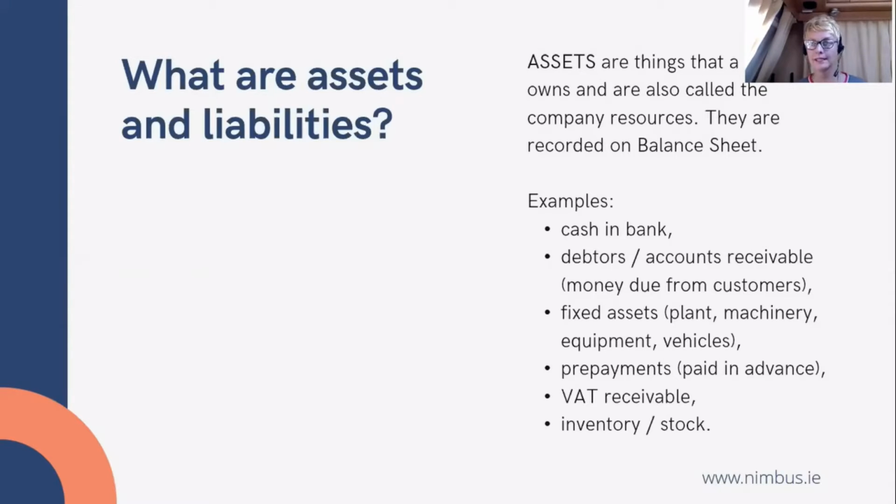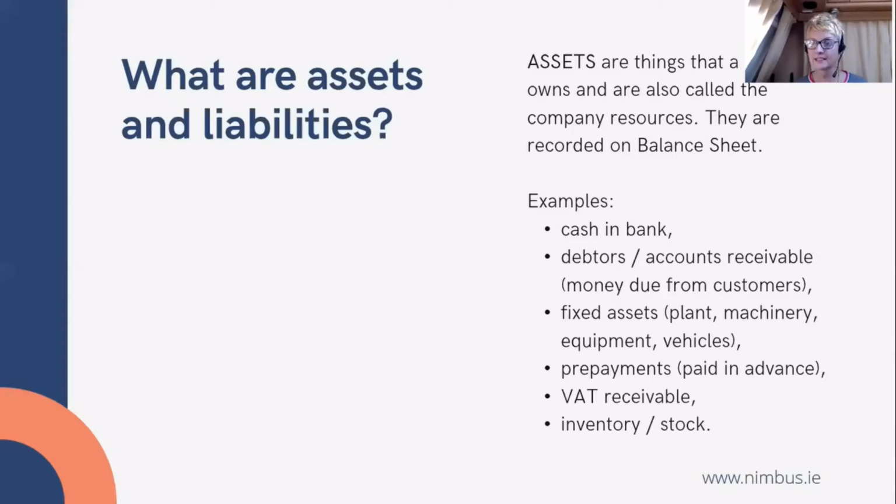Okay? What are the examples of company assets? First of all, cash in bank. It's an asset, the company resources. Secondly, debtors, in other words, accounts receivable. So any money that is due to the business from your customers. So you issued a sales invoice, they haven't paid yet, but the money is owed to you. So this is your asset.